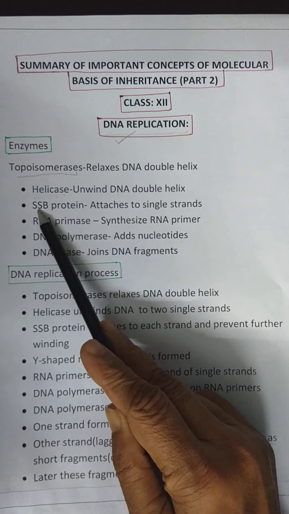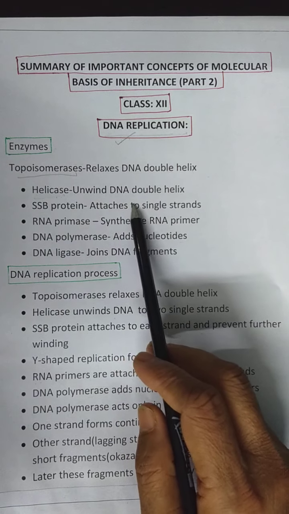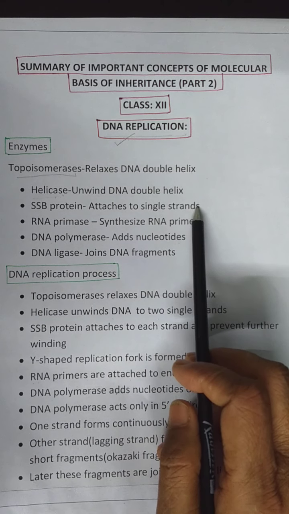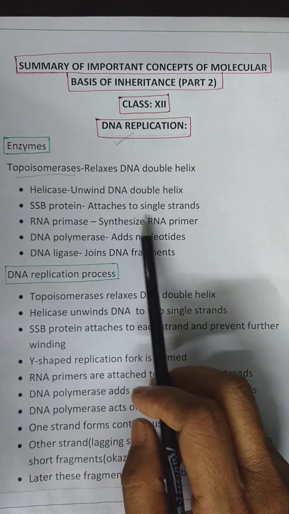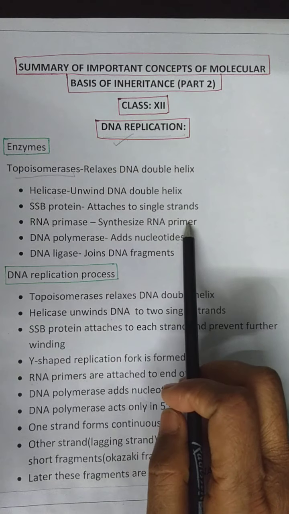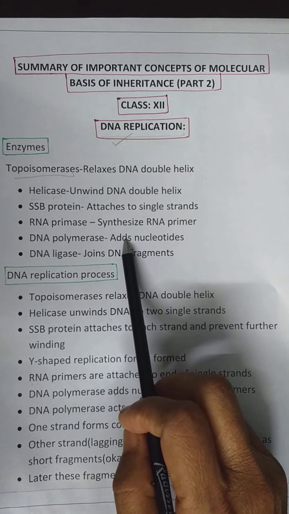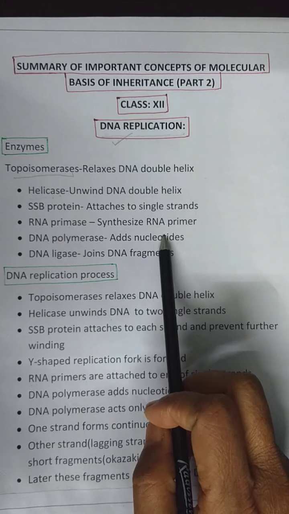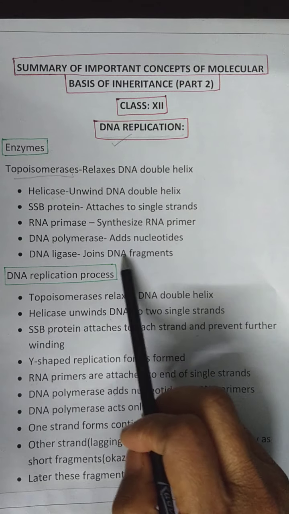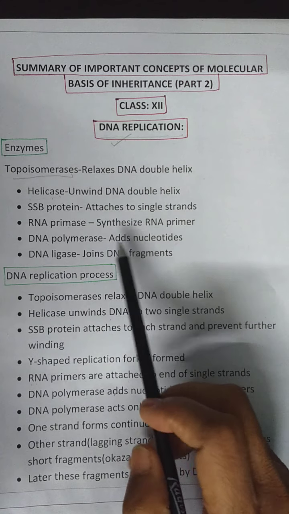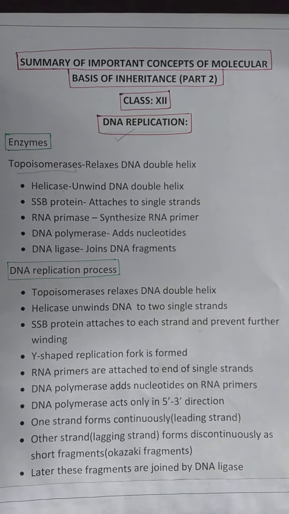Now next is single stranded binding protein. This protein attaches to the single strand. Then RNA polymerase helps in synthesizing the RNA primer. Next, DNA polymerase helps in adding nucleotides. Last, DNA ligase joins DNA fragments. So these are the different enzymes. Let us see how the process of replication takes place.